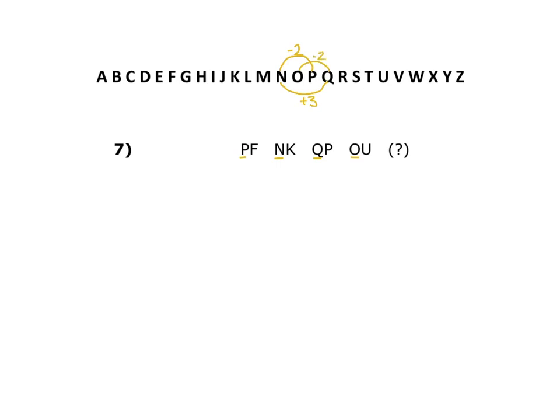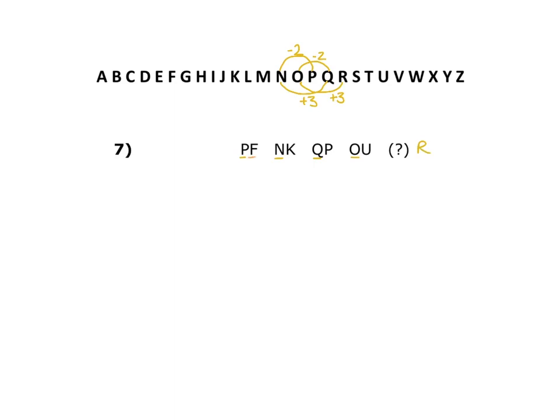So the pattern is backwards 2 and forwards 3, and therefore we will need to jump forwards 3 from O to find the next letter. Forwards 3 from O lands us on the letter R, so the first missing letter in our missing pair then is R. Next, the second letters.